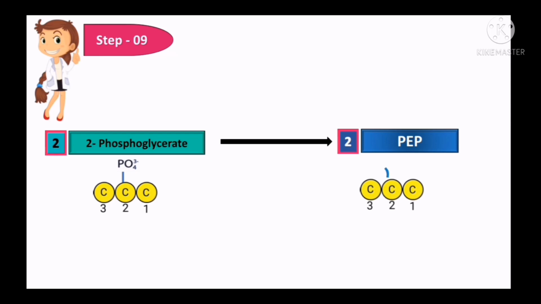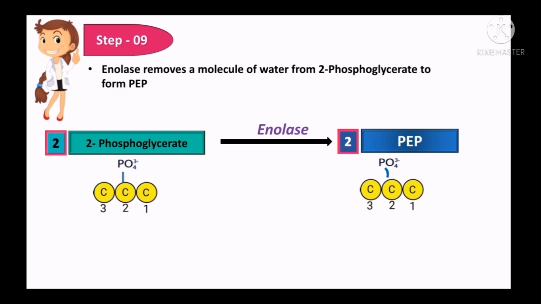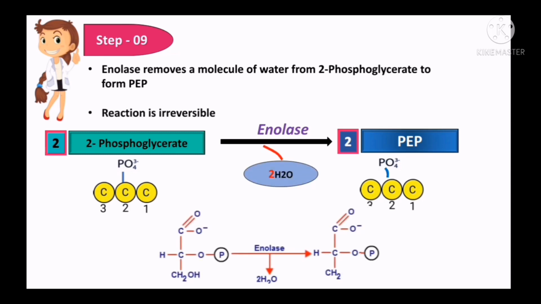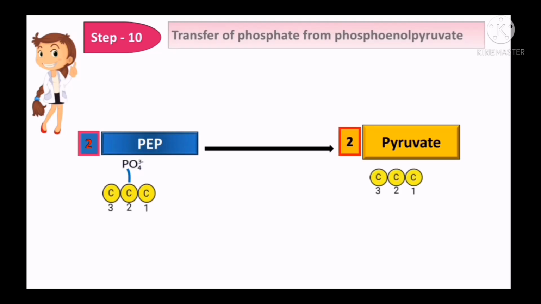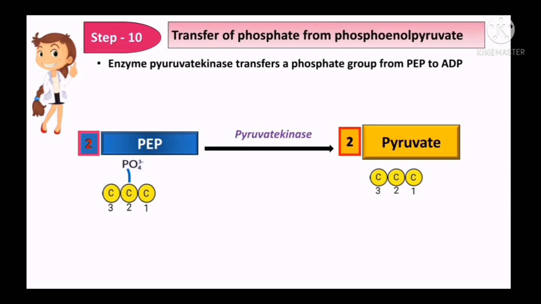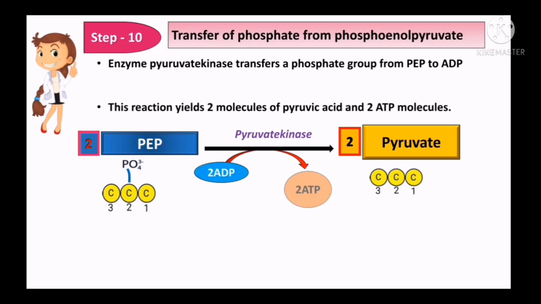During this step, 2 2-phosphoglycerate molecules are converted into 2 molecules of PEP, that is phosphoenolpyruvate. This reaction is catalyzed by the enolase enzyme. It removes a molecule of water from 2-phosphoglycerate to form PEP. Well, let's move on to the last step. In this step, 2 phosphoenolpyruvate molecules are converted into 2 pyruvate molecules. This step is defined as transfer of phosphate from phosphoenolpyruvate, because the enzyme pyruvate kinase transfers a phosphate group from PEP to ADP. Therefore, 2 ADP molecules are converted into 2 ATP molecules.